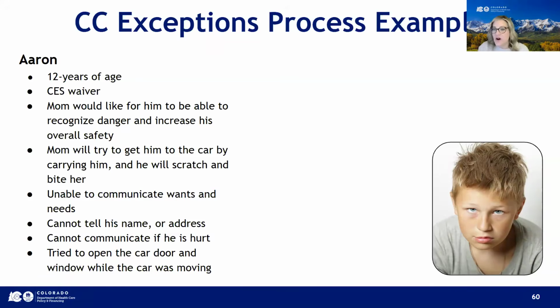His mom tries to get him in the car by carrying him, but he scratches, hits, and bites her. He's unable to communicate his wants and needs, and he cannot tell you his name or address. He's wandered and become lost in the past and could not communicate who is lost or in trouble. He does not comprehend the concept of strangers and does not communicate if he's hurt. He's tried to open the car door many times and the window while the car was driving.